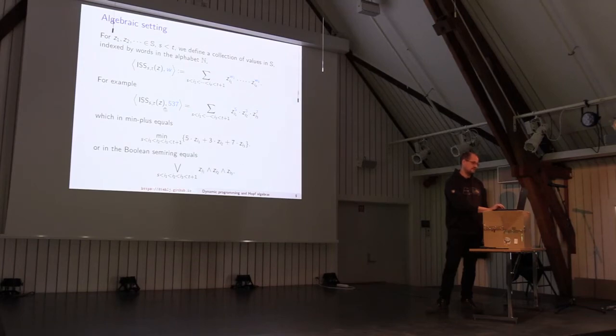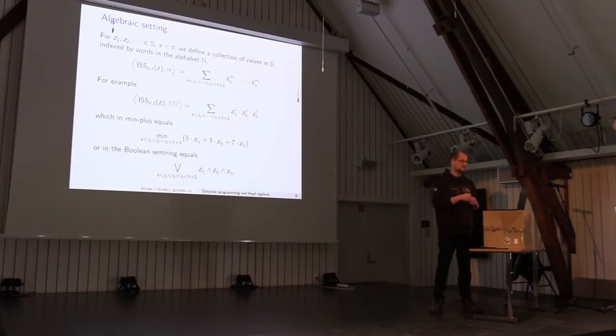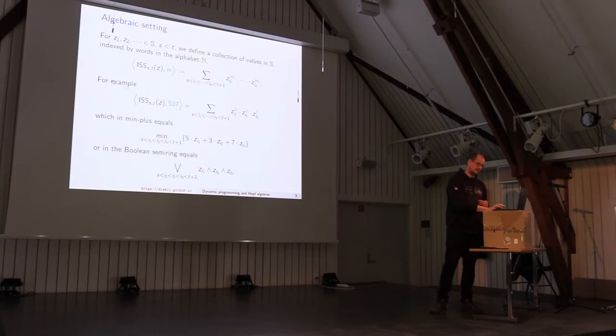Okay, so I take now the linear span of all these words. 537 is one direction, and then 779 is another one. The empty word is also one direction. I take the free module over S, and I define this linear function here, the iterated sum signature, which spits out these iterated sums.